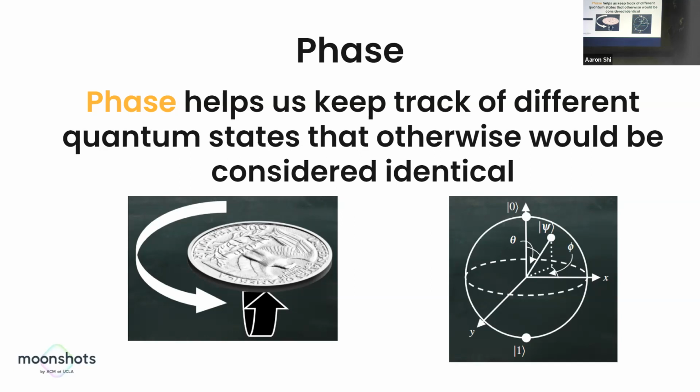And one way that I've seen people explain it is whether the quarter is flipping around one axis or a different axis, but it could still have the same 50% chance of resolving into a 0 or 1.